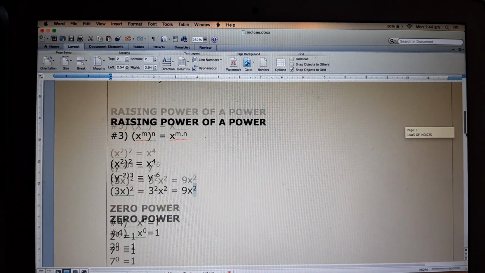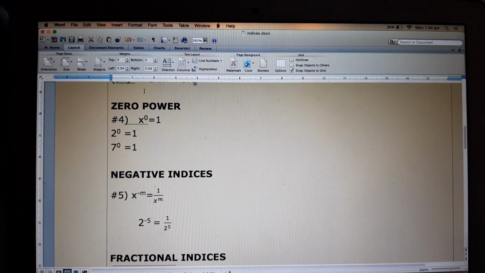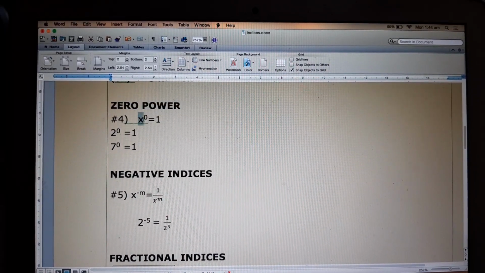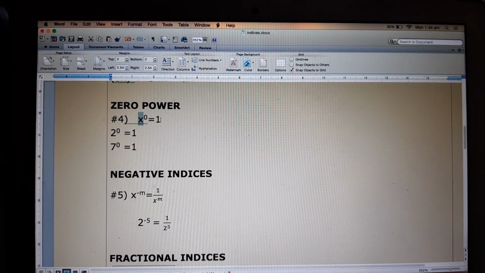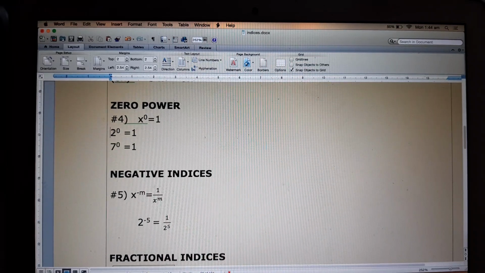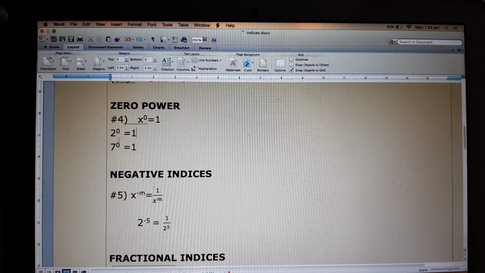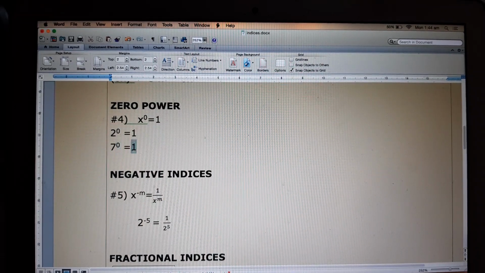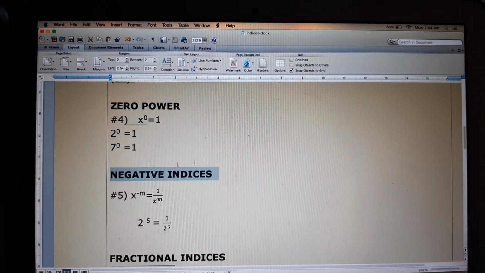Rule number 4, that is zero power. Any number, any base having power 0 is equal to 1. 2 raised to the power 0 is equal to 1. 7 base raised to the power 0 is equal to 1. Rule number 5, negative indices.